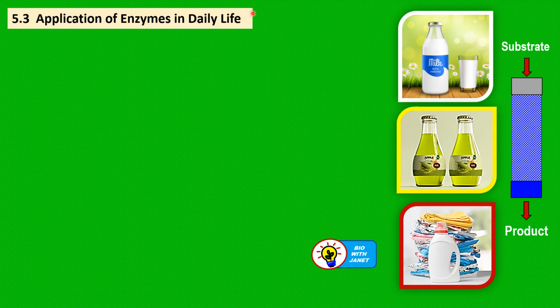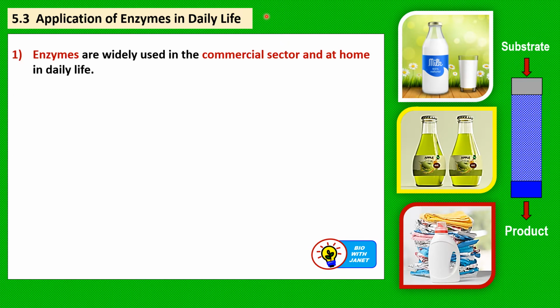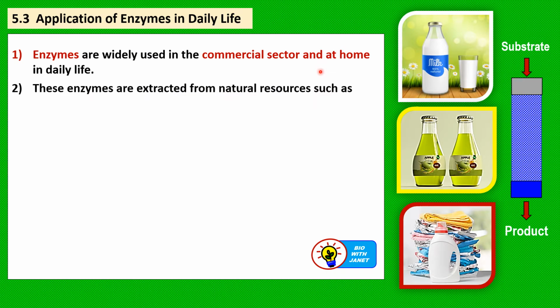5.3 Application of enzymes in daily life. So enzymes are widely used in the commercial sector and at home in daily life. Now these enzymes are extracted from natural resources such as bacteria. So they are produced by using bacteria or fungi, and they can also be produced synthetically. So they can be produced from microorganisms like bacteria on a large scale.